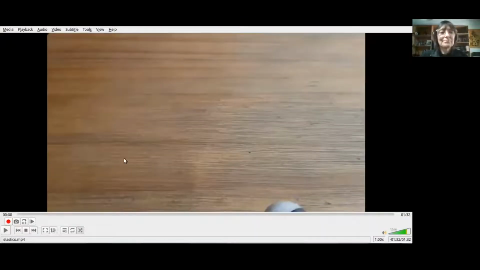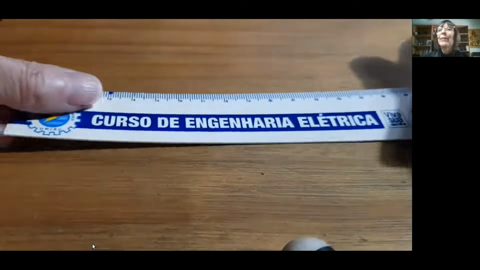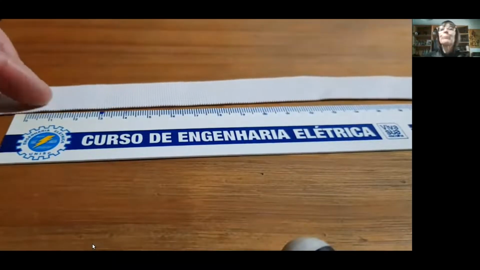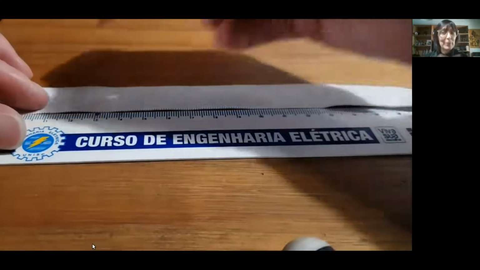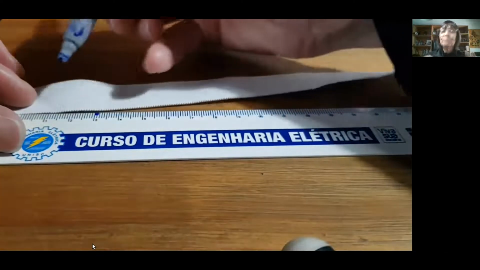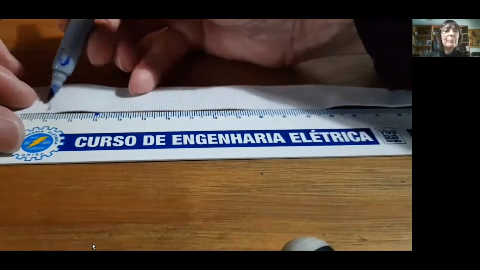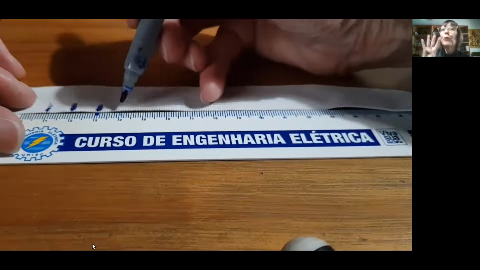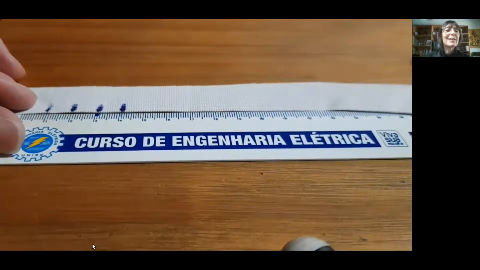an elastic band, a rule, and a pen. That is all. And now, with the rule, the elastic band, and the pen, we can produce this kind of experiment. We put the rule and the elastic band on the table, and we mark the position of 4 galaxies.